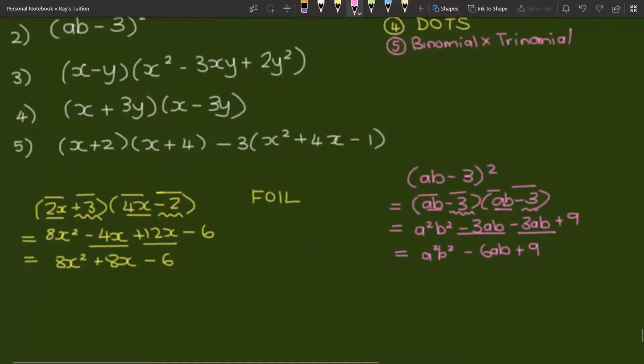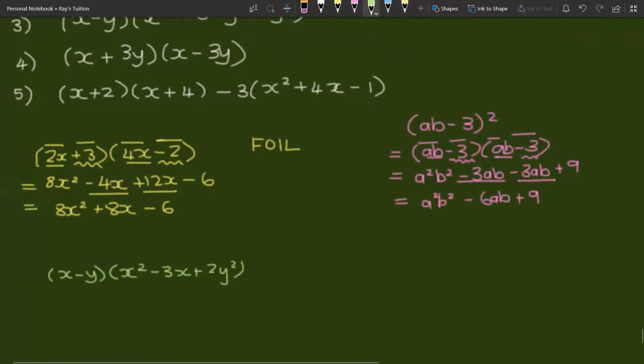Okay, so let us have a look at the next question. The next question we have is x minus y times x squared minus 3x plus 2y squared. So this is a binomial times a trinomial, and how we solve it is we distribute the x to everything in the second bracket, and then the negative y to everything in the second bracket. So we kind of share the x with everything and then the y with everything.